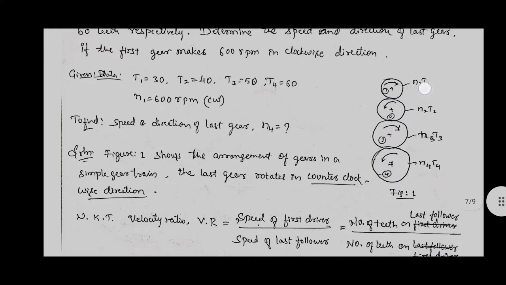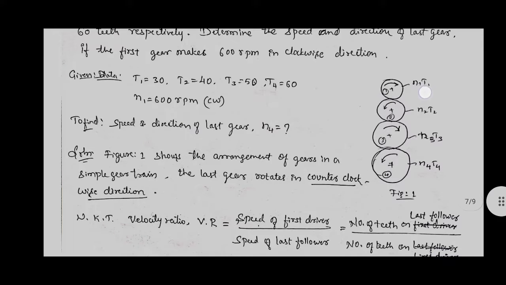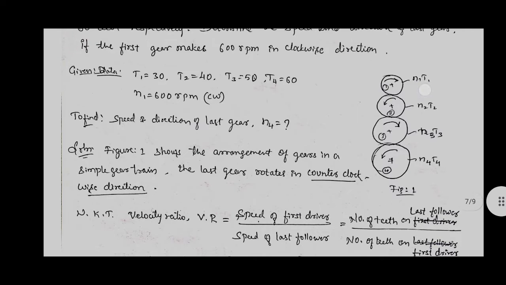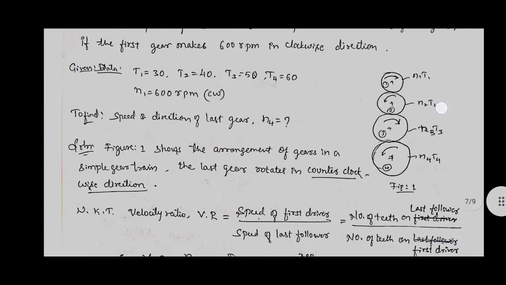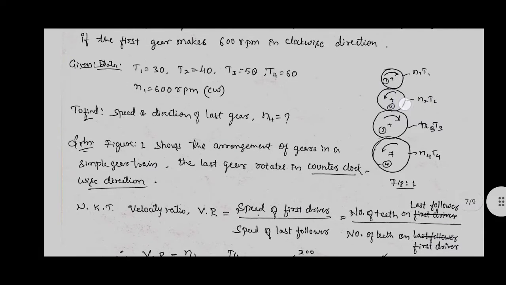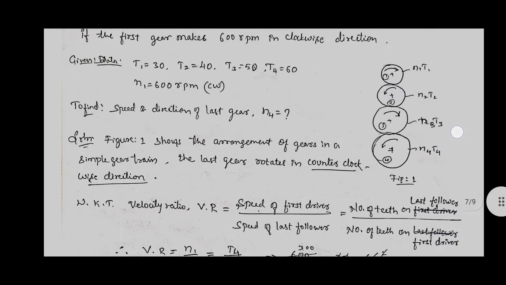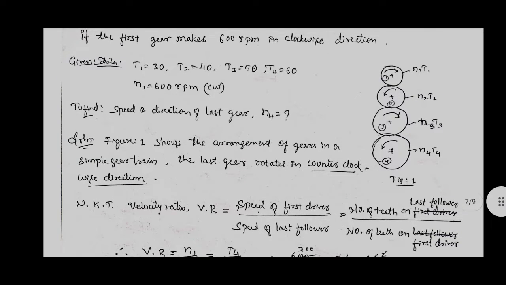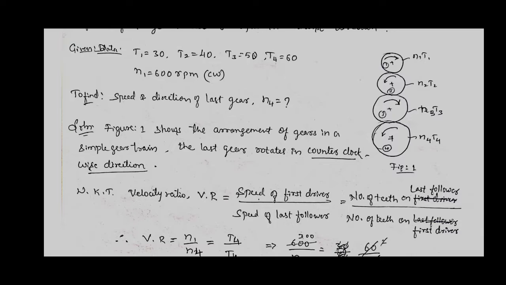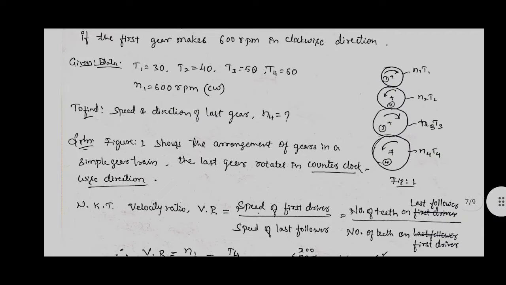So you can have n1 t1; you can take z1 or t1. Both notations are the same, so it's no problem. The n1 represents speed, t represents the number of teeth. Similarly, n1 t1 is the speed and number of teeth on the first gear, and n2 t2 represents the speed and teeth on the second gear. n3 t3 represent the speed and the teeth on the third gear, and n4 t4 represents the speed and teeth on the fourth gear. So there are the 4 gears.